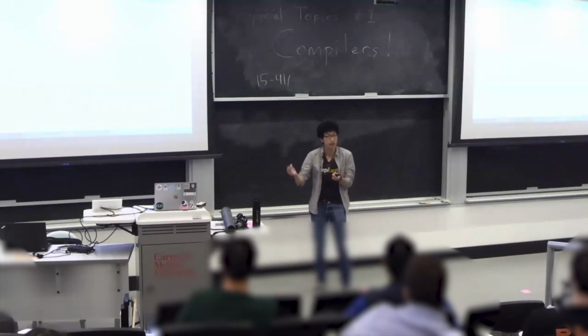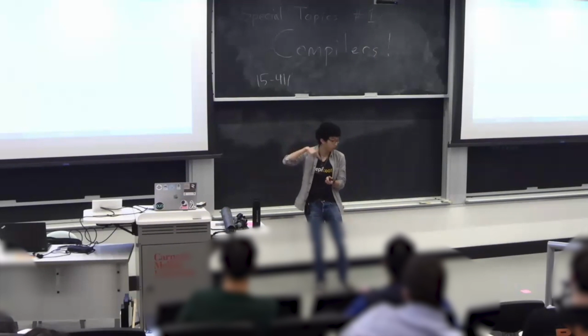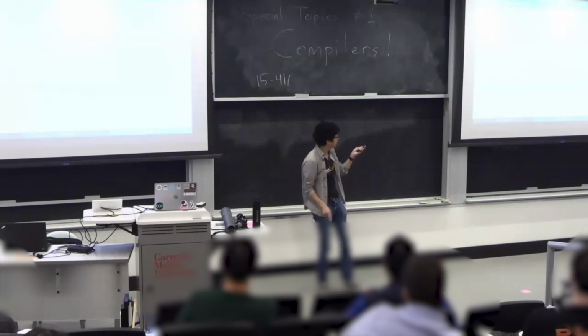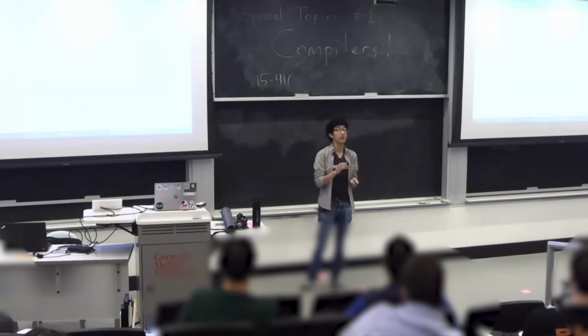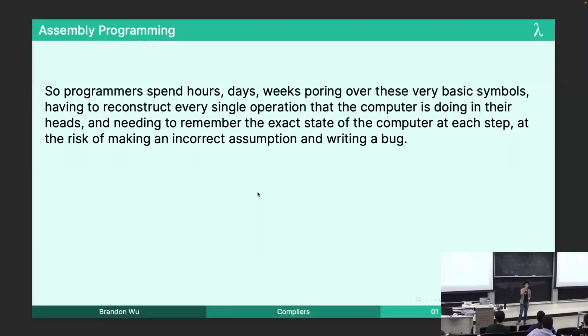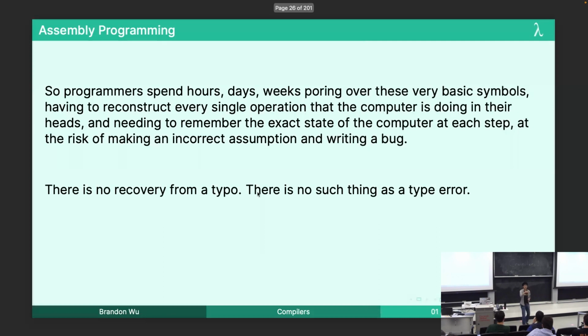What did I tell you on the first day? Imperative programming, you have to think about the whole state of the program. Except now with assembly, you can't even have a good mental model of that. You have to know everything that's happening at every point. And if you make an incorrect assumption, there's no recovery from a typo. There are no type errors. God cannot save you here, okay? Assembly is no man's land.